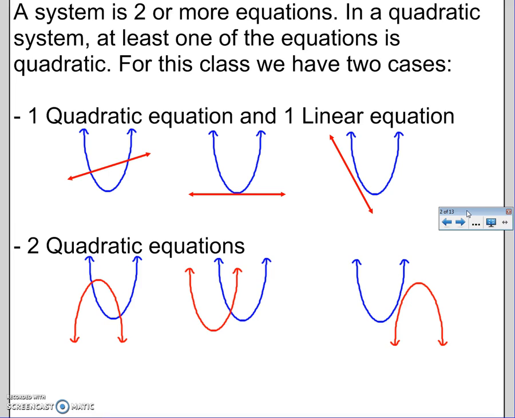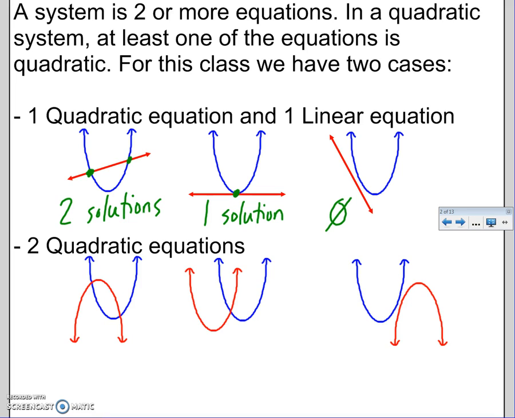This first one crosses twice, or intersects twice, right here and right here. So that's two solutions. The second one crosses only once, so one solution. And this last one doesn't cross at all, so no solutions. So that's old, same thing.